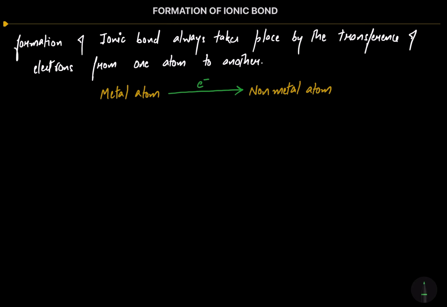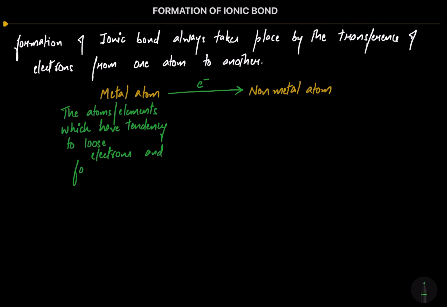So what are metal atoms? The atoms, or we can say elements, which have tendency to lose electrons and form cations.